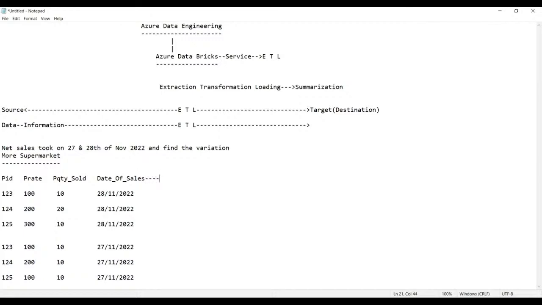Now, guys, first of all, to apply the process of extraction, transformation, loading, now tell me, to find out the net sales, do you require the product ID, guys? Can you tell me, all of you?